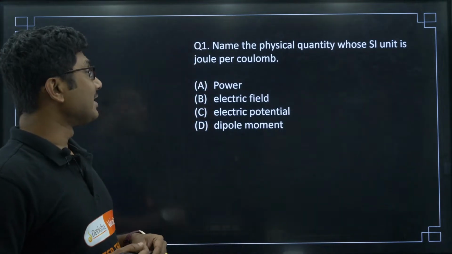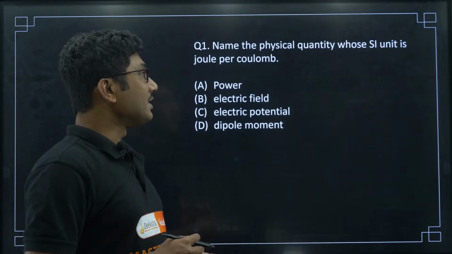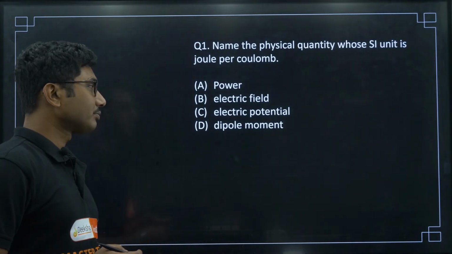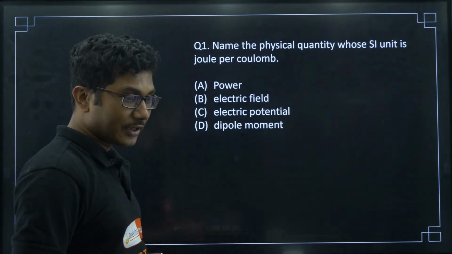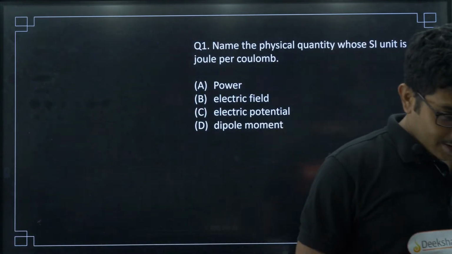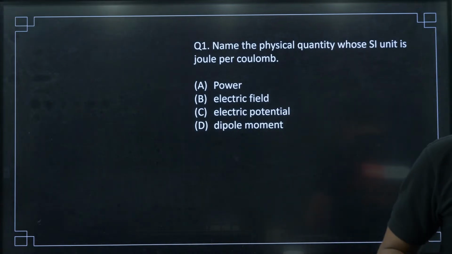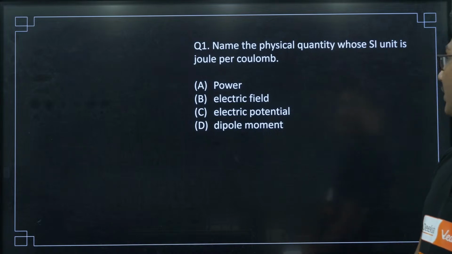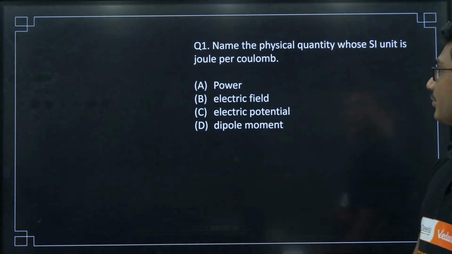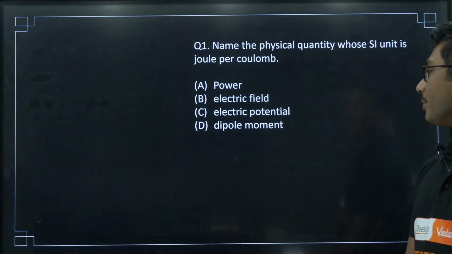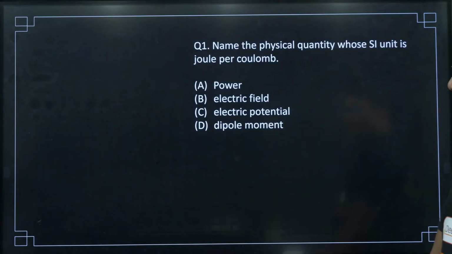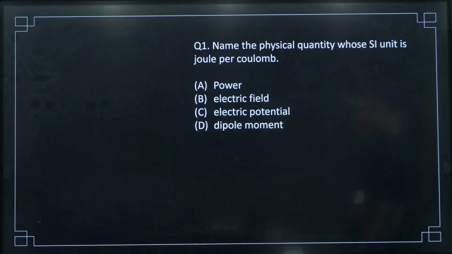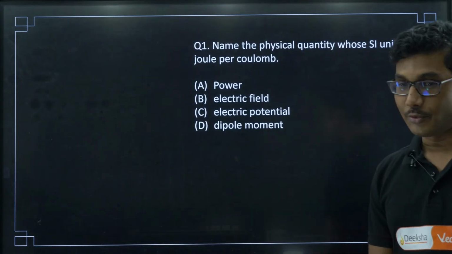So, the first question is simple and easy. Name the physical quantity whose SI unit is joule per coulomb. So, let me see how many of you can answer this question. Rocky, hi sir. So, please read this question. I already read it. Name the physical quantity whose SI unit is joule per coulomb. Option A is power, option B is electric field, option C is electric potential, option D is dipole moment.